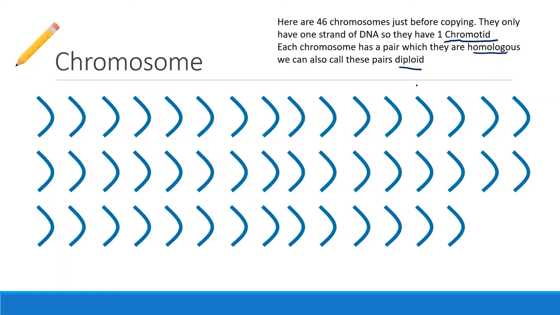But let's just start off with this. There are 46 before copying. We count all these, 1, 2, 3, 4, 5, 6, 7. There should be 46, unless I've made a mistake here. Each of these has a pair. These two are a pair, these two are a pair, these two are a pair, and so on and so forth, all the way down to maybe these two here. Now these two here would probably be the sex chromosomes.